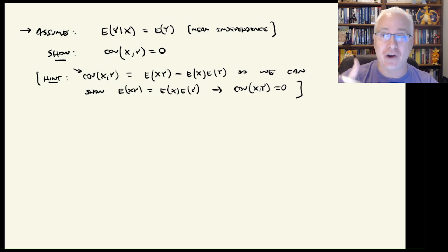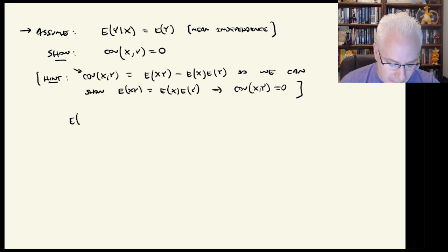So let's go ahead and start, because there are 3 steps here that are not just important to solving the problem, but are things that we're going to be doing in class. The first is to apply the law of iterated expectations. I'm going to apply the law of iterated expectations to the expected value of XY. I'm going to write the expected value of XY as the expected value of the conditional mean, the expected value of XY given X.